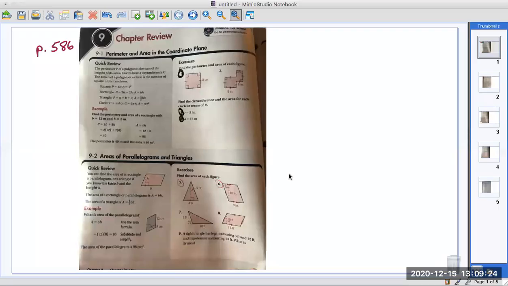Hello, everybody, and welcome to our second video on what we're studying for the final. This is chapter 9, which is on page 586. So you're all together studying your notes, chapter 6, 7, skip 8, then go to 9 and 10. Those are the 4 chapters that are on this final.